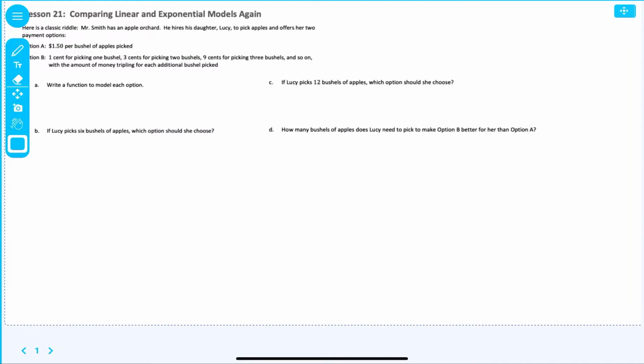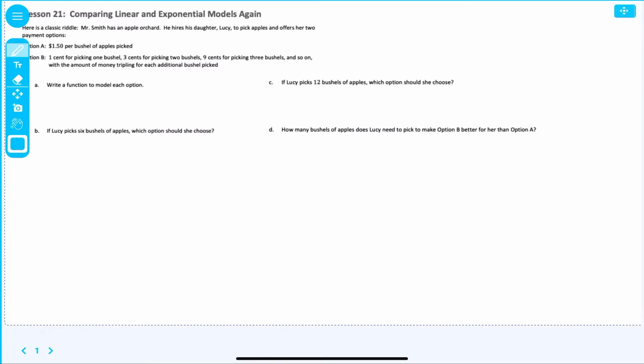Option A, $1.50 per bushel of apples picked. Option B, 1 cent for picking 1 bushel, 3 cents for picking 2 bushels, 9 cents for picking 3 bushels, and so on, with the amount of money tripling for each additional bushel picked. A, write a function to model each option.